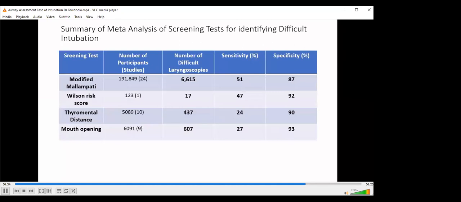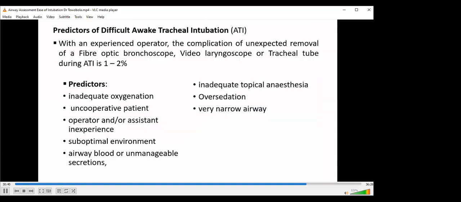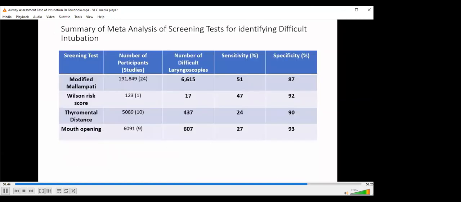So this table is a summary of the meta-analysis for the screening of difficult intubation. The table shows the meta-analysis of screening tests for identified difficult intubation. And these were the other scores that were assessed and their sensitivities and specificities.